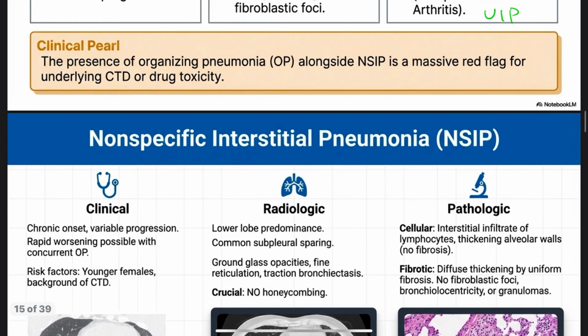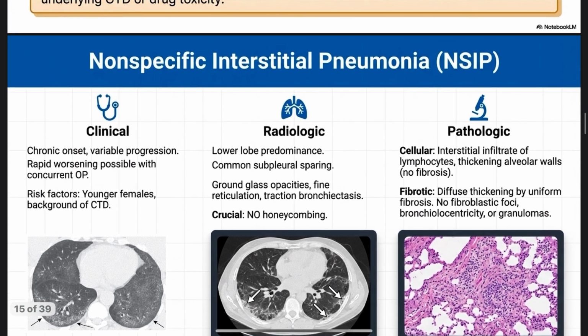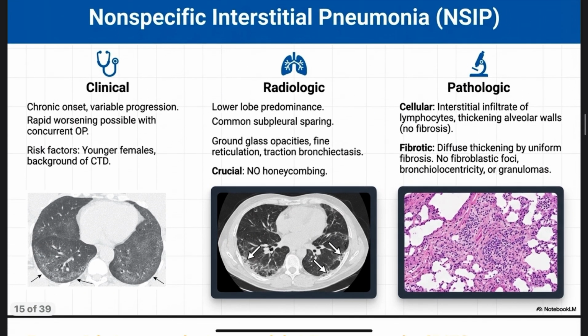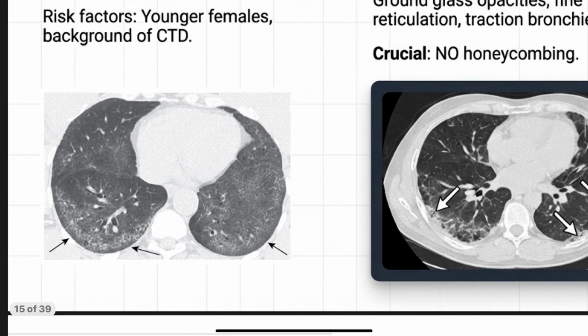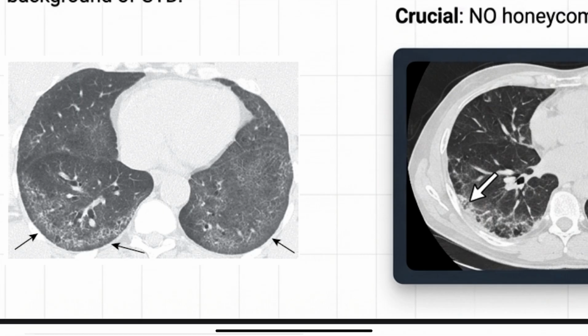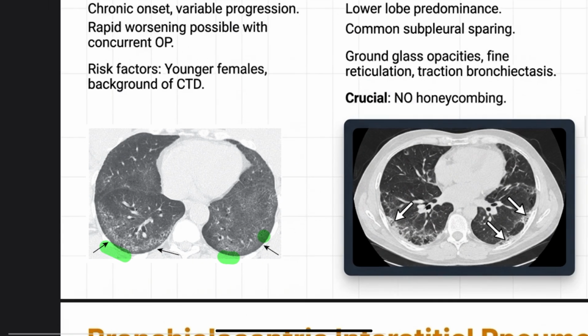Next, coming to non-specific interstitial pneumonia, it is going to present like this. As we could see, a very clear picture of subpleural sparing in this. So this is pleural, subpleural sparing here. We can see in this image on both sides. So these are subpleural sparing.